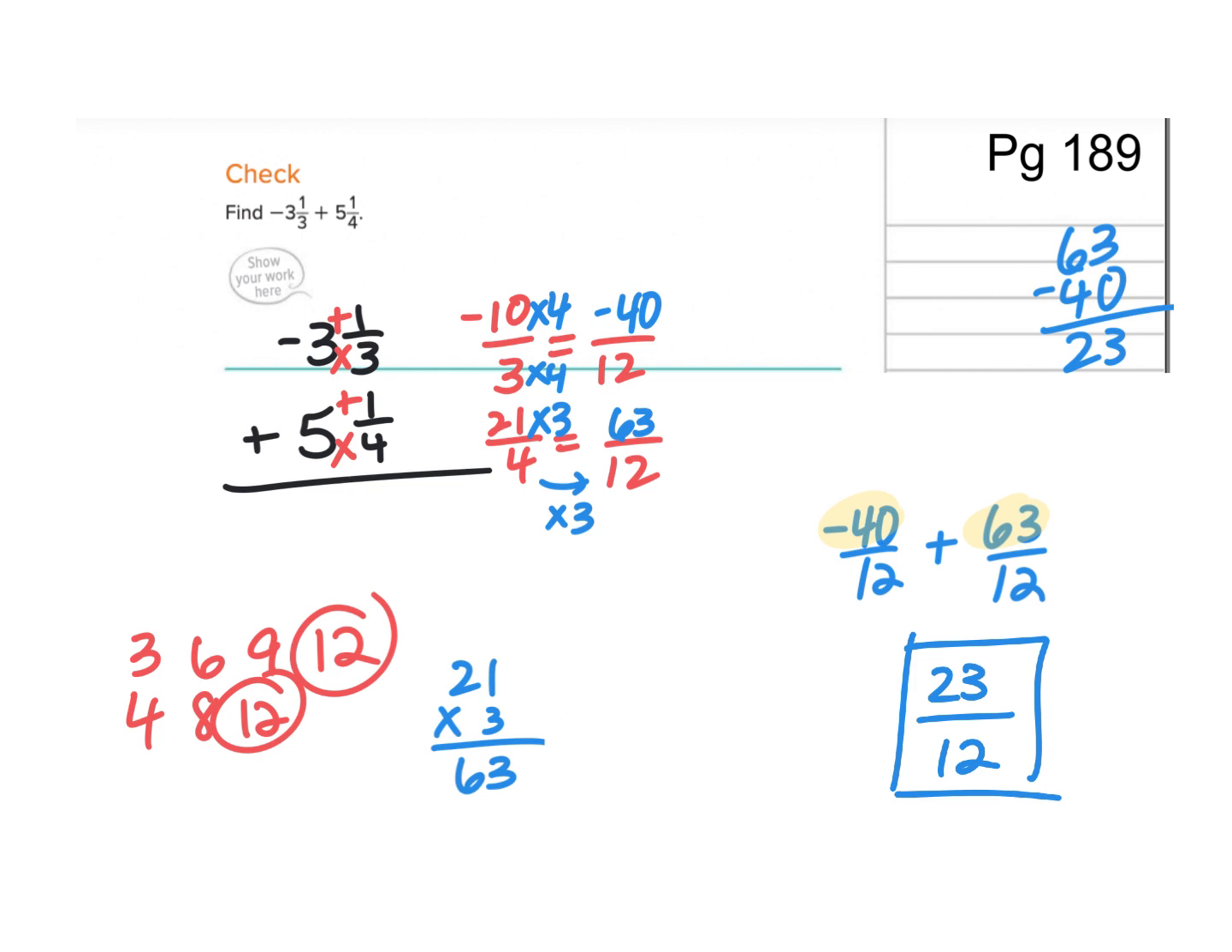The last thing you guys could have done was change it to a mixed number. So if I did 23 divided by 12, it only goes in there once. I'll subtract 12. 3 minus 2 is 1. 2 minus 1 is 1. So there's 11 left over. So it would be 1 and 11 twelfths. So you could have written it like that as well. I would accept either of these answers, but it has to be positive.